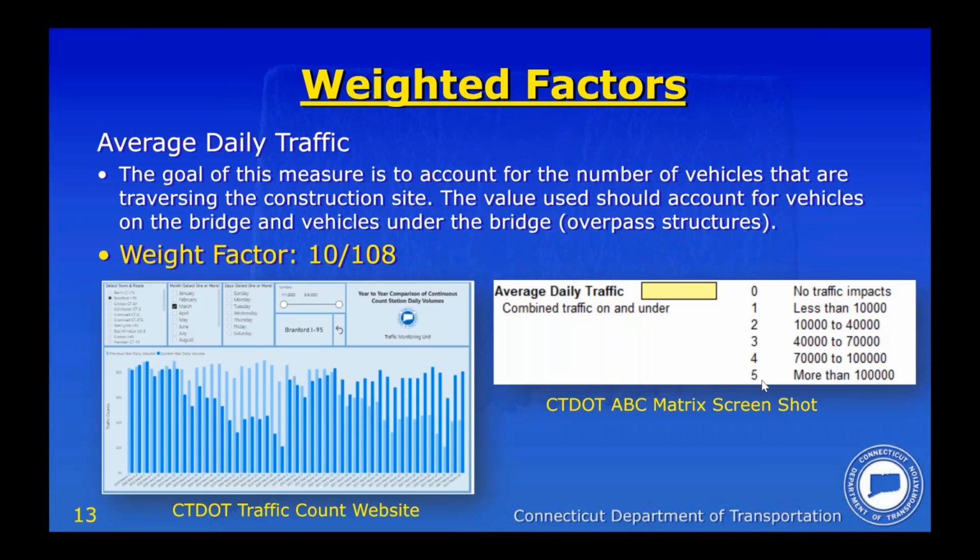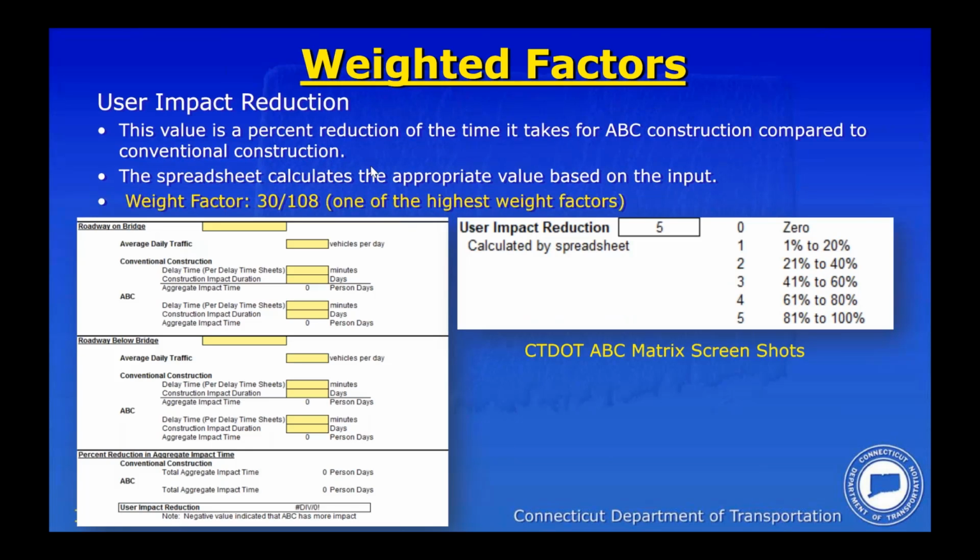0, no traffic impact, to 5, being very high traffic impact. There's another sheet. Actually, this is part of the first sheet in the decision matrix. It compares user impact for ABC and conventional for traffic on the bridge and also traffic under the bridge. If there's traffic under the bridge, that would be impacted by bridge construction.